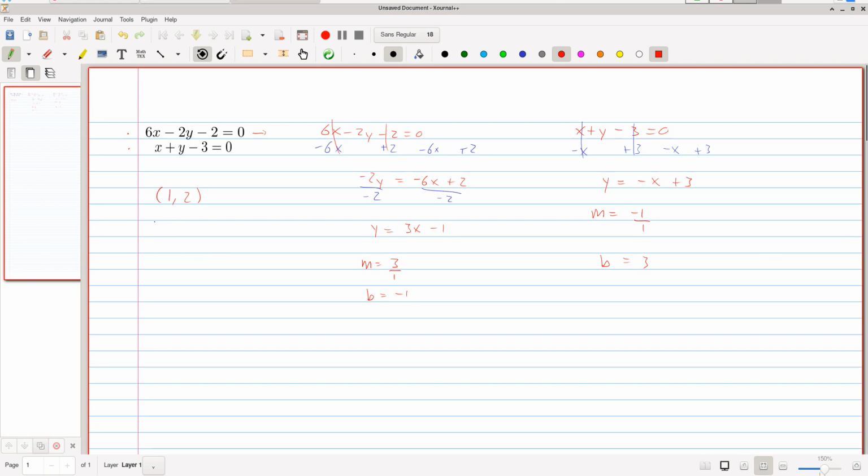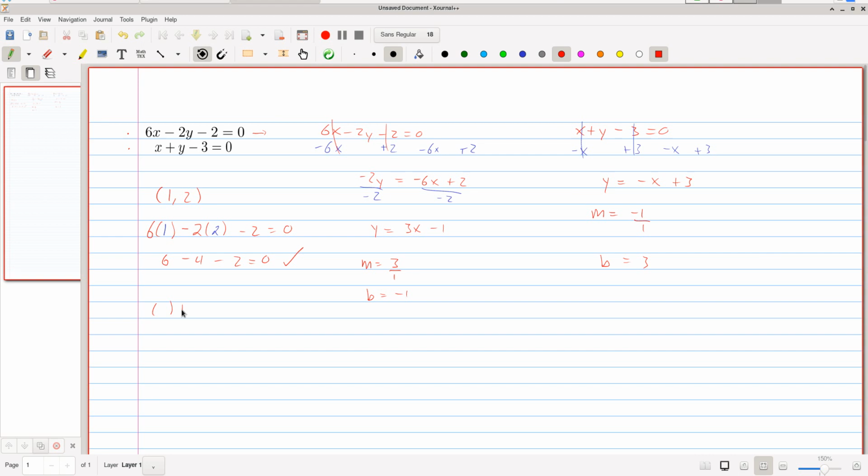Take the first equation, 6x, our x value is 1, minus 2 times y, the y value is 2, minus 2 equals 0. Let's see if this works. We evaluate, we've got 6 minus 4 minus 2 equals 0, and this is true. So we know that this point is on the first line. Let's check the second line also.